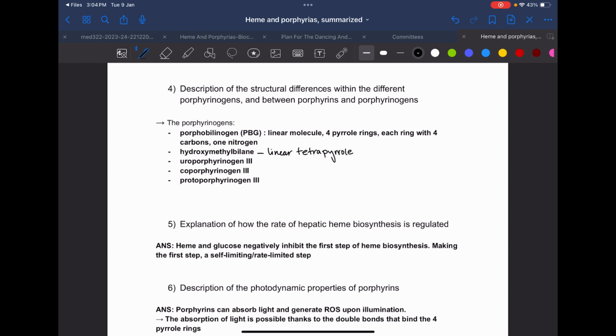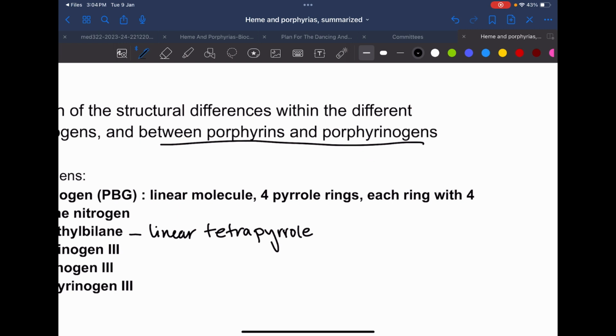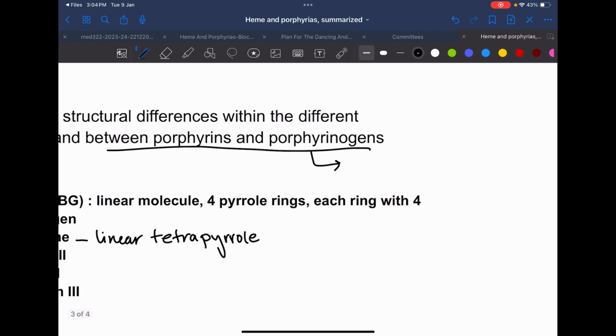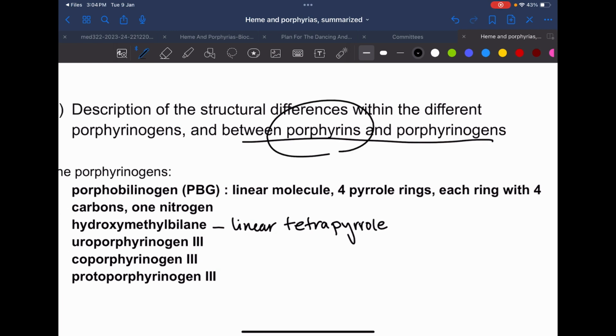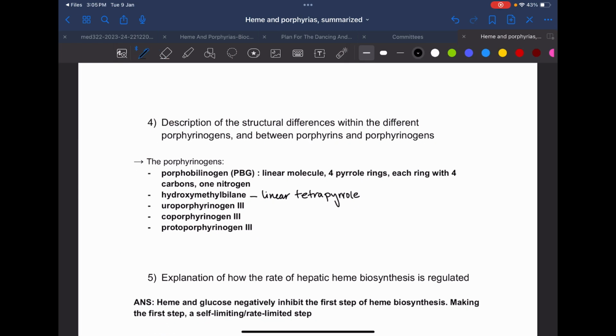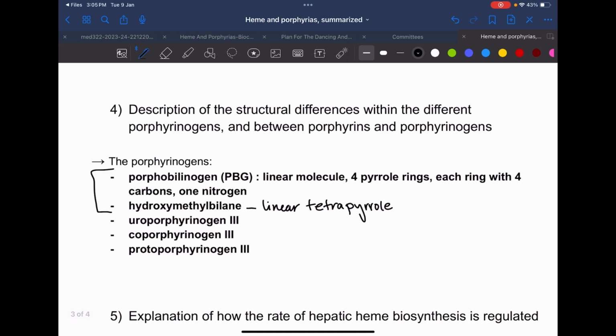Over here we have description of the structural differences within the different porphyrinogens and between porphyrins and porphyrinogens. So we went over this. We said they have similar structures, with the only difference being that porphyrinogens have hydrogenated pyrrole rings, and they are colorless, and the double bonds of the porphyrins and their lack of hydrogen atoms is what give them their ability to absorb light and their photodynamic properties. And these are actually the 2 points that were mentioned that you're required to know with respect to structural differences within the different types of porphyrinogens.